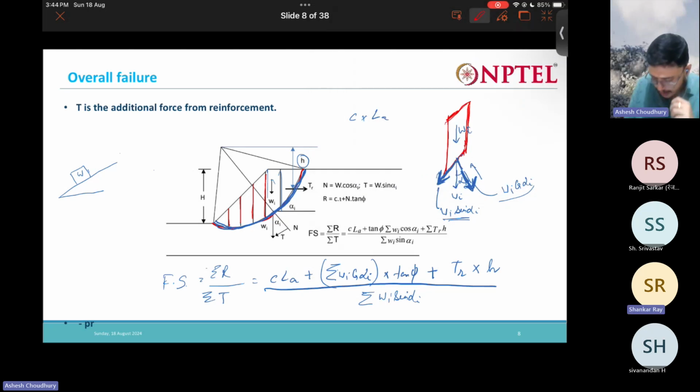So like this we have to calculate. First you do it for one arc, then you change, then you draw one more arc like this, then you calculate again. So like this you need to keep on taking thousands of arcs and calculate. For each arc you will get one factor of safety. The arc which gives the least factor of safety, that is your slip circle. The final slip circle gives the factor of safety of the whole structure. Okay, so like that you need to calculate.